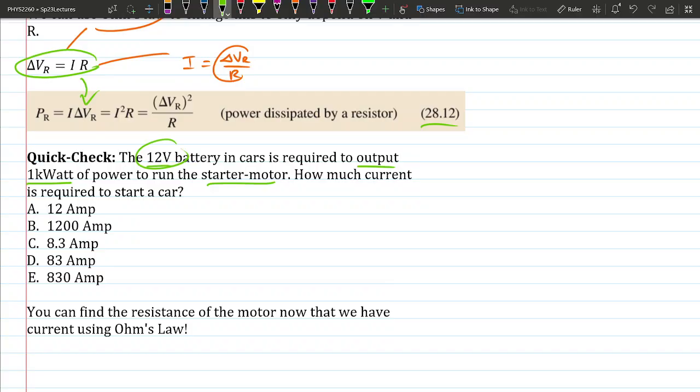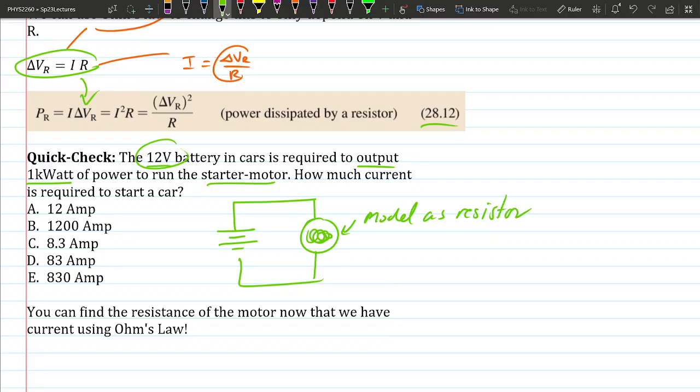So we're given the change in voltage. Before we do that, let's even draw this. Schematically, you can think about the car battery like this, and then the motor is something that makes a turn, but we can model this as just a resistor. So this basically turns into a resistor with some value R that we don't know, but we do know this EMF is 12 volts, and the power coming out of it is 1,000 watts.